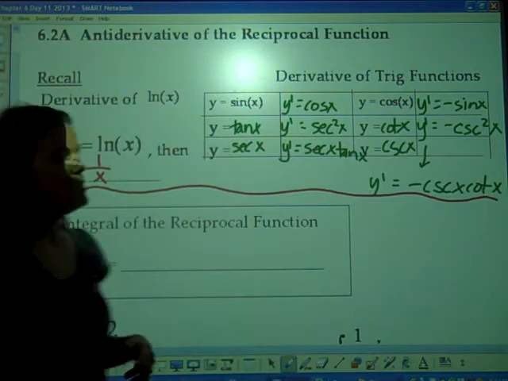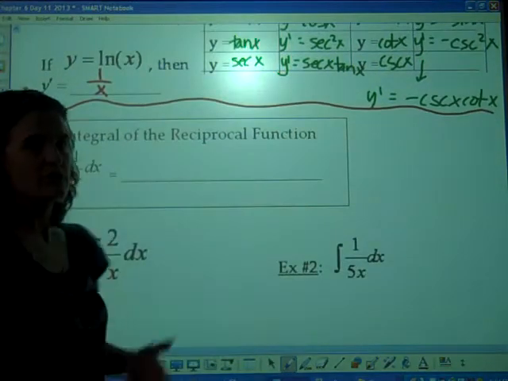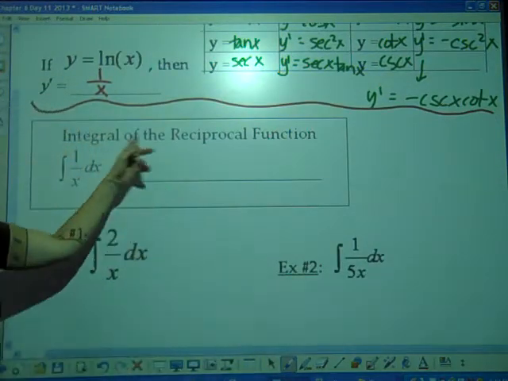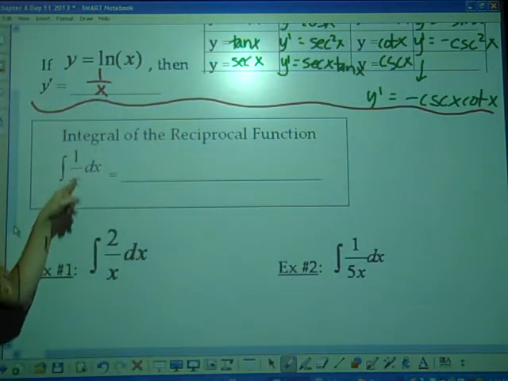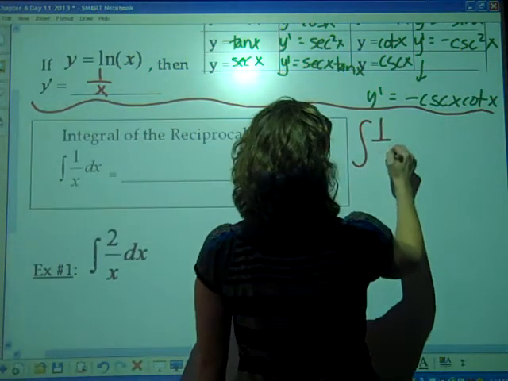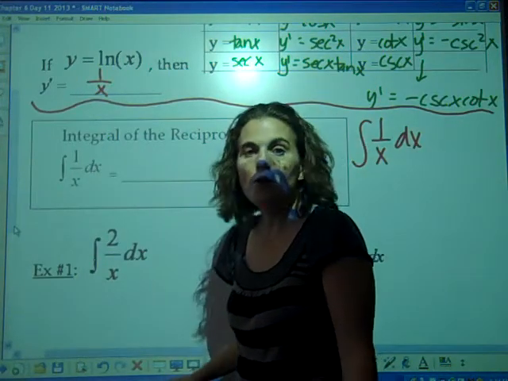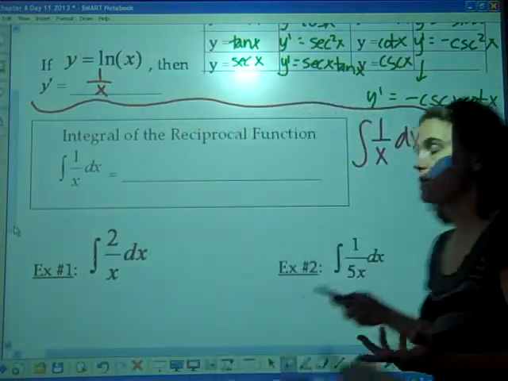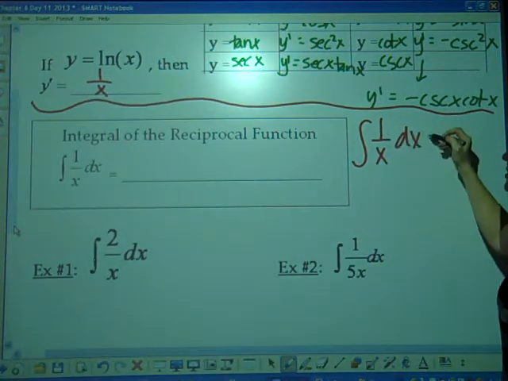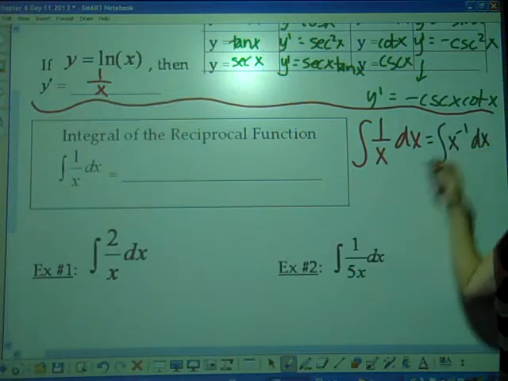So chapter 6 is basically just more rules of antidifferentiation or integrals. And we're going to be looking at what the integral of the reciprocal function is. So if I have something like this, 1 over x. Let's think about that. If I was just to look at this problem without giving you any heads up on what we should do, hopefully you'd be thinking about rewriting this using an exponent. So 1 over x is equivalent to x to the negative first power.